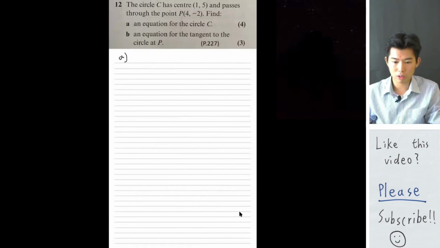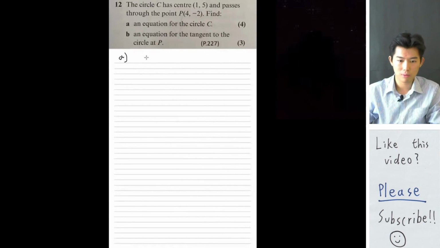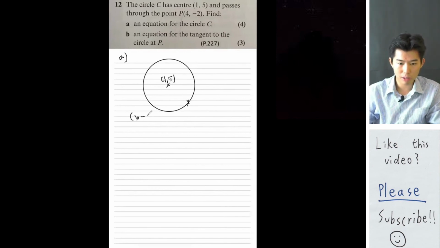Okay, so basically the circle would look something like this. The center here would be 1 and 5, and the point P would be 4 and negative 2, which would be maybe somewhere around here. First things first, we have to know that the equation of the circle is x minus a squared plus y minus b squared equals r squared. So the r is basically the distance from the center to the point, okay?